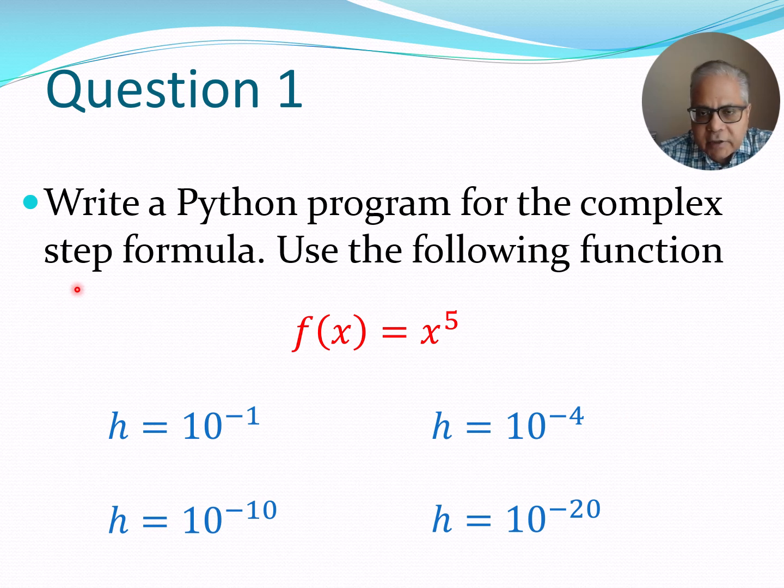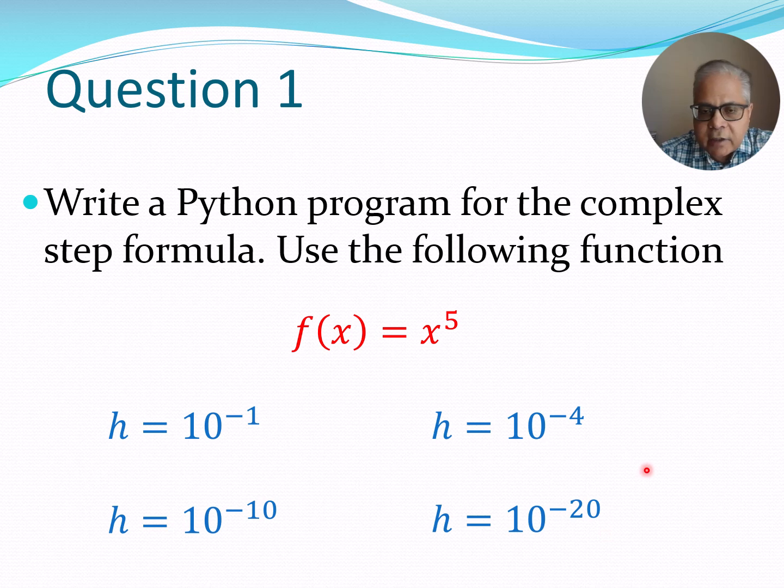Let us now start writing some Python code to check out how this method works, because as far as this method is concerned, the theory is very simple and the programming is actually the very important part here. So let's do question 1, which tells us to write a Python program for the complex step formula. And we have to use the following function: f(x) is x to the power 5. And I'm going to check this for 4 different values of h, that is 10 to the power minus 1, 10 to the power minus 4, 10 to the power minus 10, and 10 to the power minus 20.